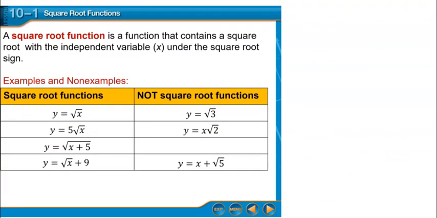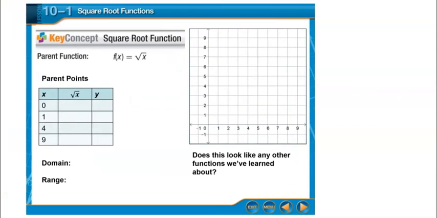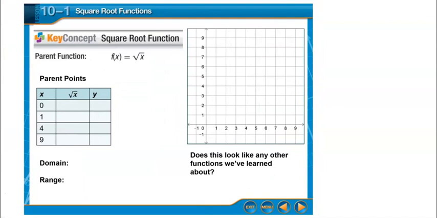It's just a function that contains a square root with the independent variable under the square root, so the x. These are all square root functions because they have the x underneath. These are not square root functions. This is just a constant. This one has the x outside the radical, and this one has an x added to the radical. Those are not square root functions. The parent function of a square root is f of x equals the square root of x.